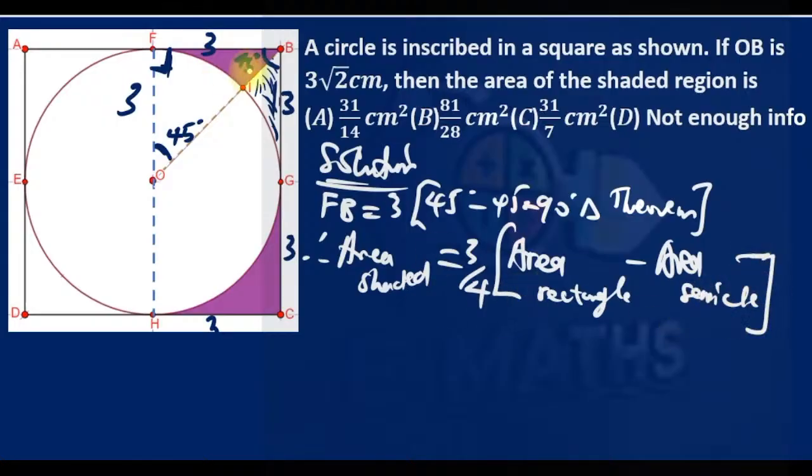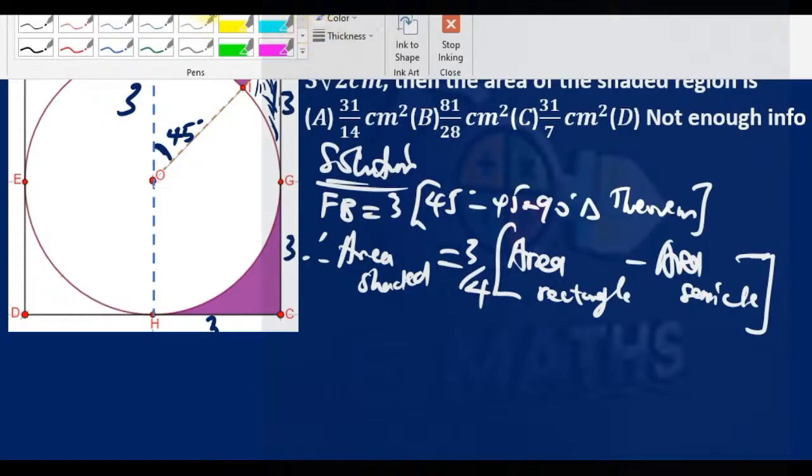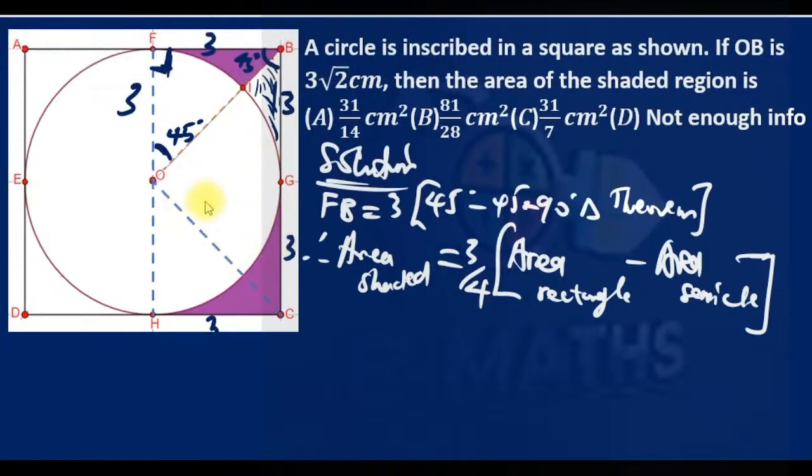Do you get the logic? Assuming I join O to C. Okay, maybe let me join it. So do you see it? If I've joined OC, we have 1, 2, 3, 4. Out of the 4 we are given 3, except this. That's why I did 3/4. So with that it's now easy for us to solve. So we have 3/4 times the rectangle, whose area is 3 times 6.